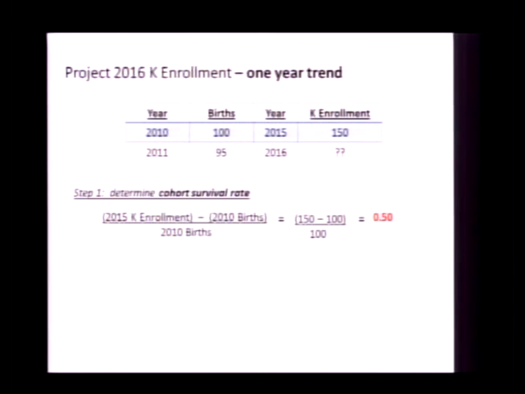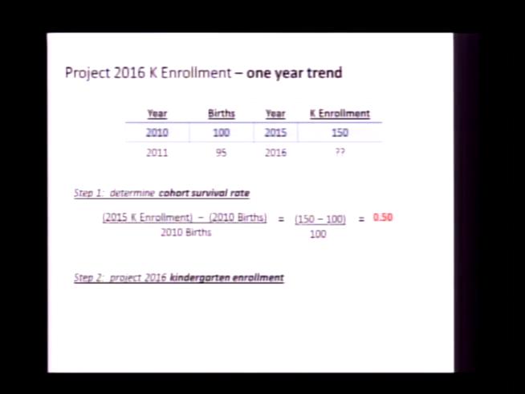So if you do out the math, you can see that we take the enrollment, 150, subtract out the birth number from 5 years prior, and divide that by the birth years from 5 years prior, and we get a rate of 0.50. So that's our cohort survival rate. Now we use that rate in order to project kindergartners for 2016.